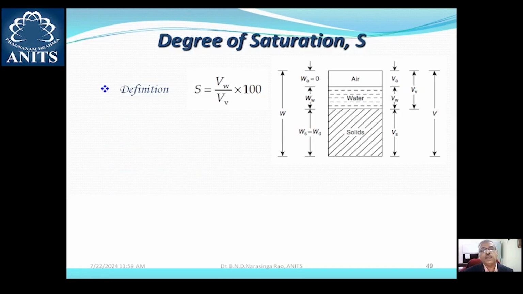Third one is the degree of saturation, defined as the ratio of volume of water to volume of voids. The symbol is S. Some books refer to degree of saturation by the symbol S suffix r. And there are no units. Applicable values are degree of saturation greater than or equal to 0 and less than or equal to 1.